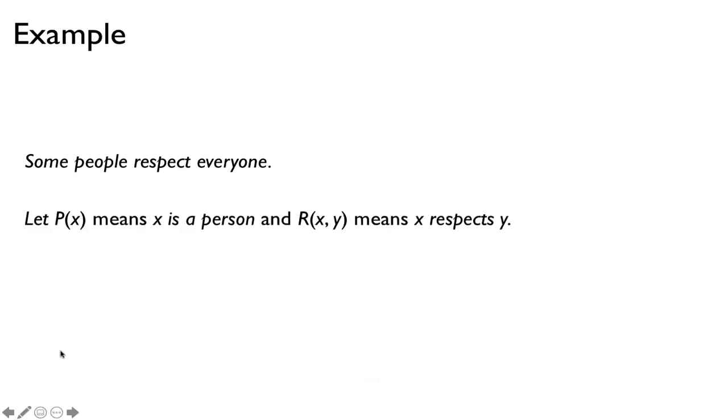Okay, let's do something more complicated. Some people respect everyone. We'll let p of x be x is a person. And let r of x, y be another predicate. This is a one place predicate, and this is a two place predicate, meaning x respects y.